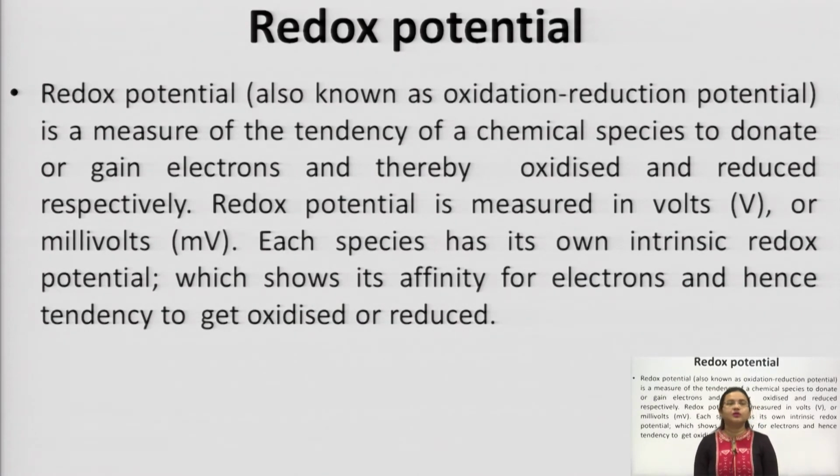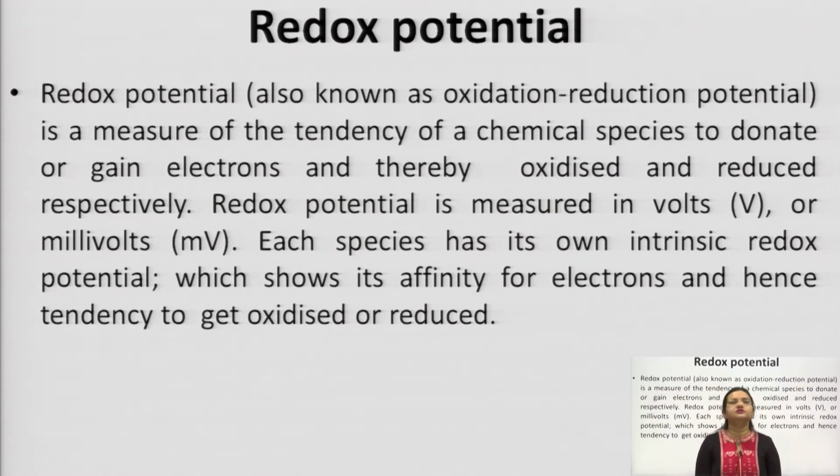Then redox potential. Redox potential, also known as oxidation reduction potential, is a measure. And now what is redox potential? Redox potential जैसे कि आपने आपके acid base titration में आप लोग pH measure करते हैं to monitor a reaction. In redox titration we measure a redox potential or oxidation potential of the particular reaction to monitor the reaction.